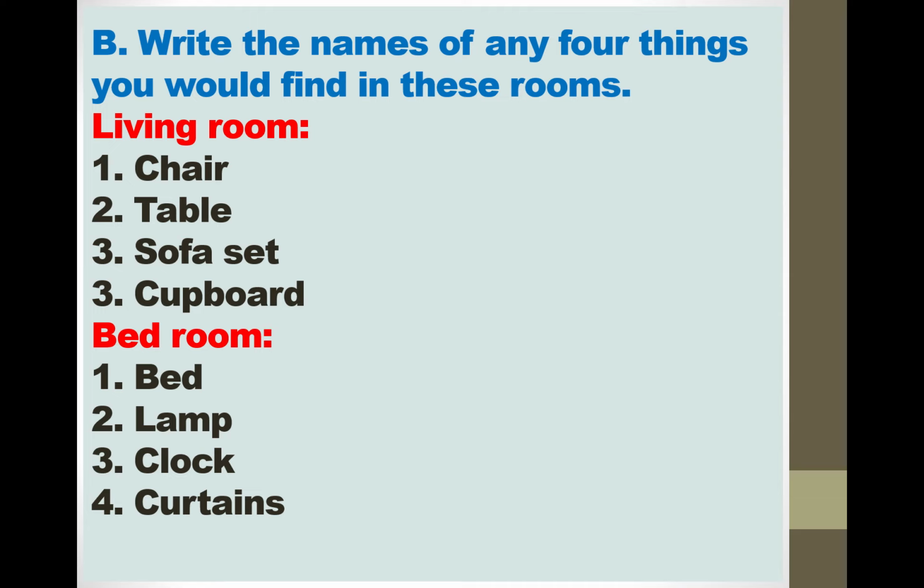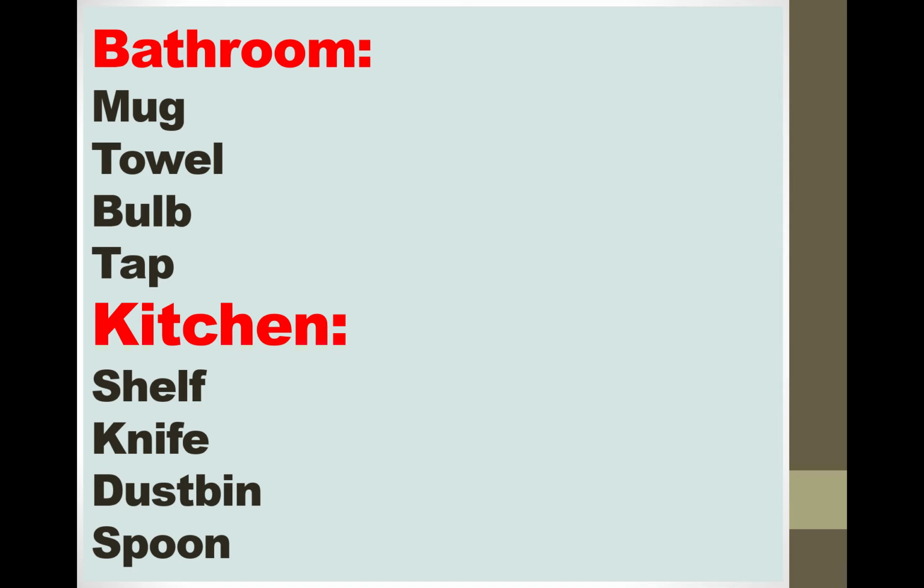The next one is bedroom. You would find these 4 things in bedrooms. The first one is bed, second one is lamp, third one is clock, and the fourth one is curtains. And the next one is bathroom. The first one is mug, towel, bulb and tap.